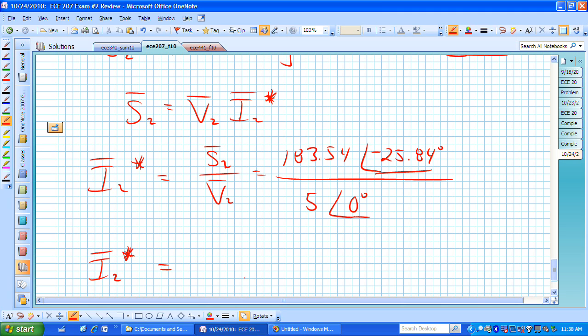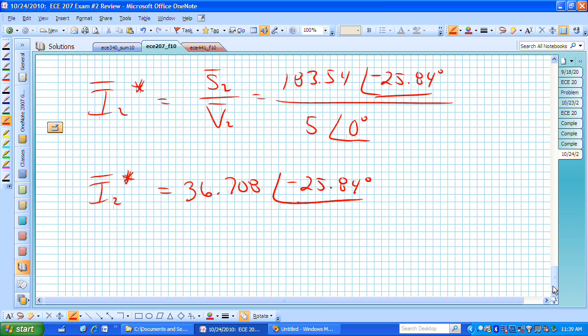And our conjugate of the current flowing through load 2 is then in magnitude terms 183 divided by 5, or that's 36.708 at an angle of minus 25.84 degrees. We now can conjugate that to find I sub 2, the current flowing through load 2, which is 36.708 at an angle of 25.84 degrees.